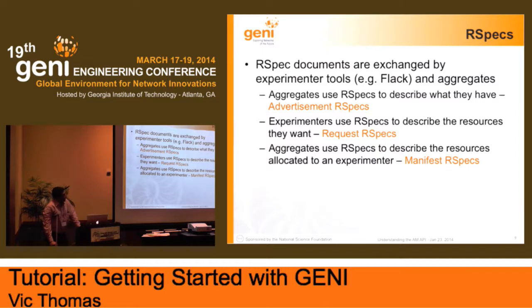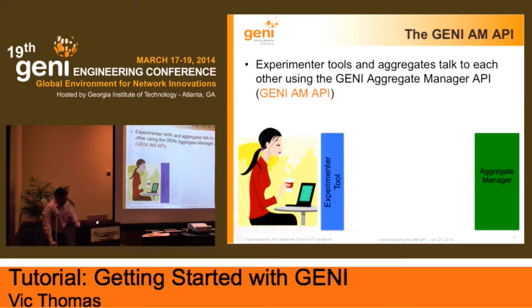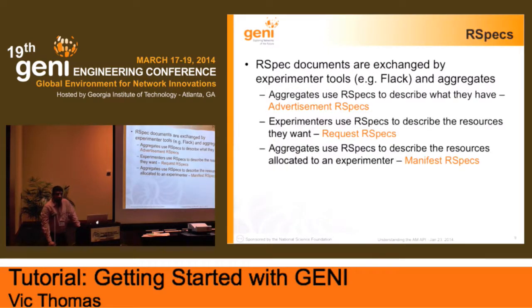But there are three kinds of RSpecs. First are advertisement RSpecs. This is what is used by aggregates to advertise the resources. An advertisement RSpec might say, at this aggregate, we have 5 raw PCs, we have 500 virtual machines, we have these kinds of switches. So all the resources available to you from that aggregate are advertised using an advertisement RSpec. It's an XML document that you can ask for, and you get. And then you probably want a subset of those resources.